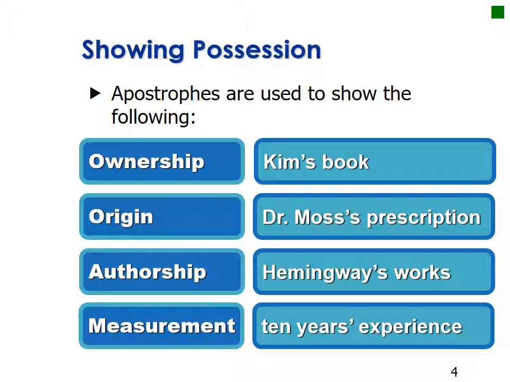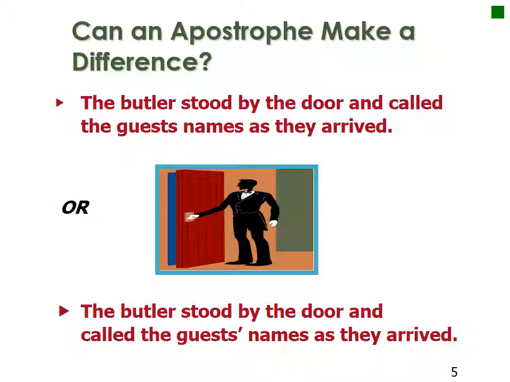Apostrophes are also used to show possession, ownership, origin, authorship, and measurement. You see examples below for each of those areas. Look for possessive construction. Usually, two nouns appear together, such as Kim's book. Reverse the nouns. Use the second noun to begin a prepositional phrase. Examine the ownership word. Is it singular or plural? Does it end in S? Can an apostrophe make a difference?